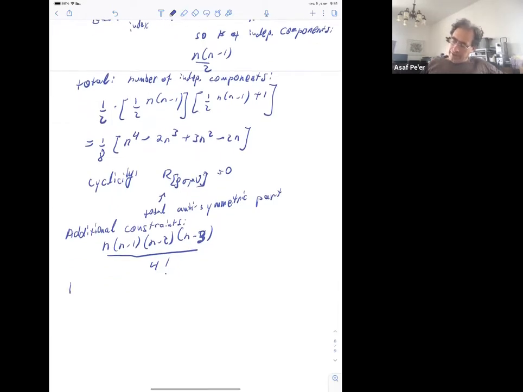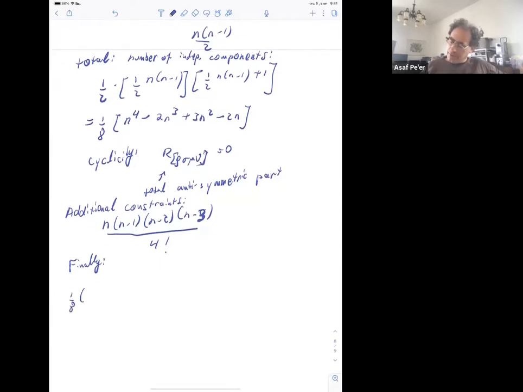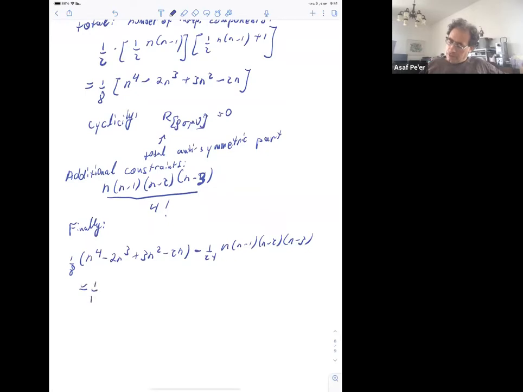So finally, we end up with 1/8 n to the power 4 minus 2n cubed plus 3n squared minus 2n, minus n times n minus 1, n minus 2, n minus 3 over 24. And that is 1 over 12 n squared times n squared minus 1. And that is the number of independent components that the Riemann tensor really has. This is the total.